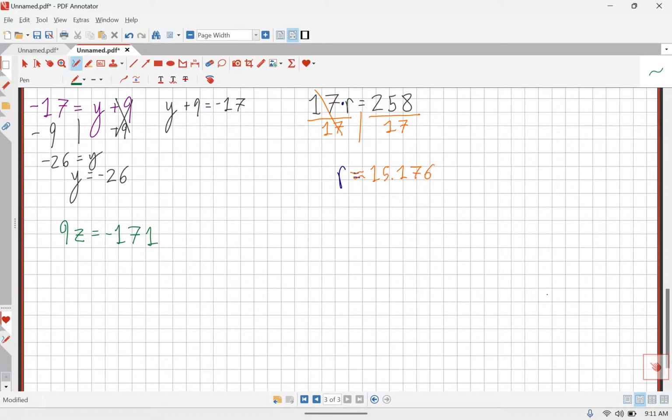Don't be afraid to use your calculator. You can use it here on your notes and on your skill check when you take your skill check on these.